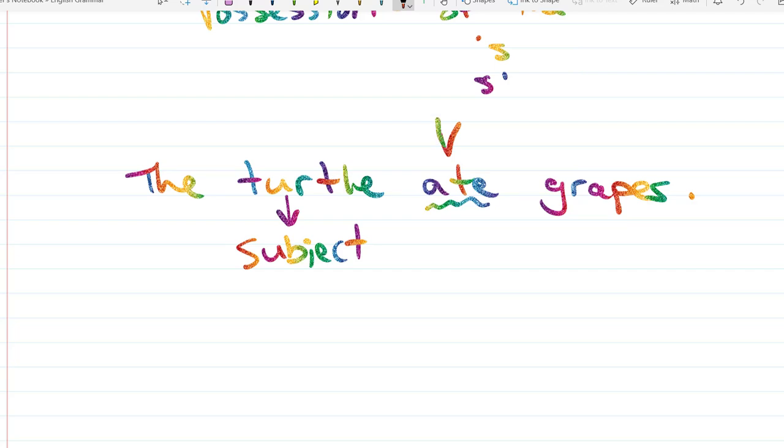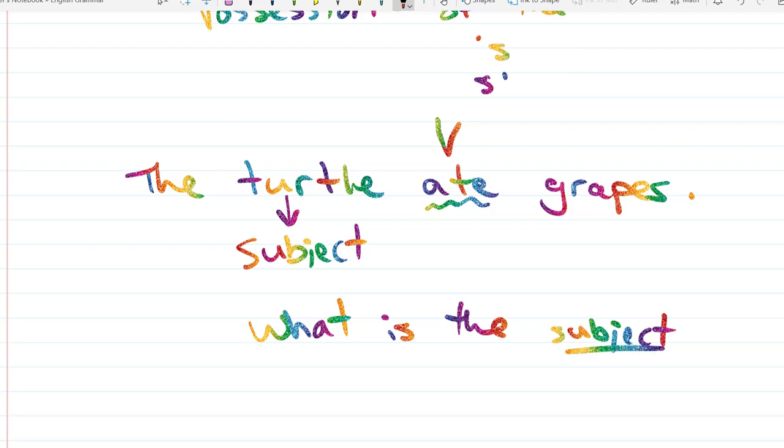So the turtle in this sentence ate. And now, what is the turtle eating? That's the best question you can ask. What is the subject verbing? I'll write that down for you. The best way to find your direct object is to ask, what is the subject verbing? And it makes sense. Trust me. You want to ask that.